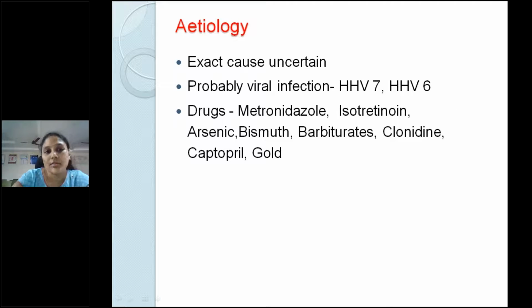So the exact cause is uncertain, but this is a viral infection associated with human herpes virus 7 and herpes virus 6 type. And certain drugs can also cause PR-like eruption, like metronidazole, isotretinoin, arsenic, bismuth, barbiturates, clonidine, captopril, and gold.